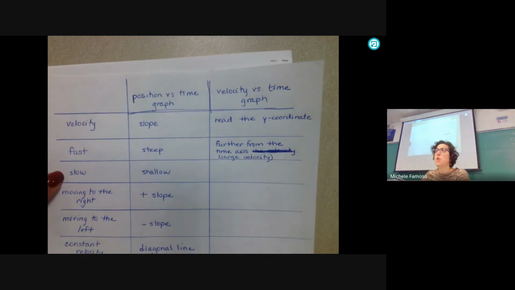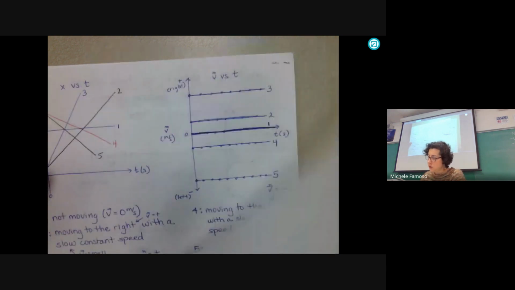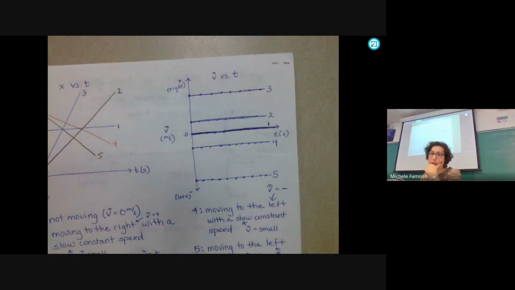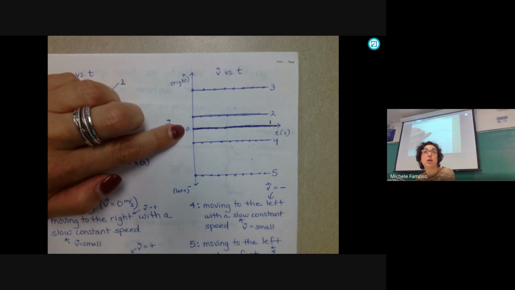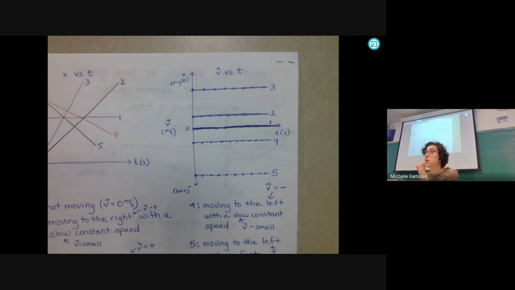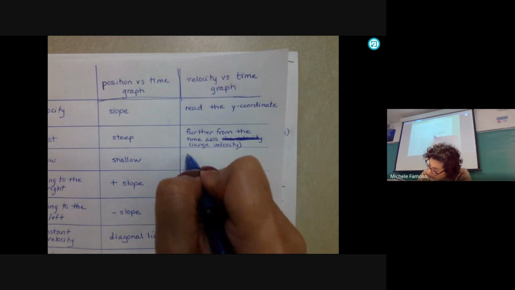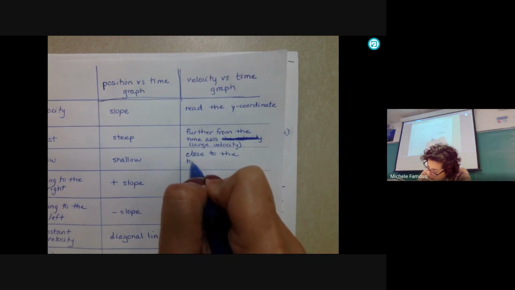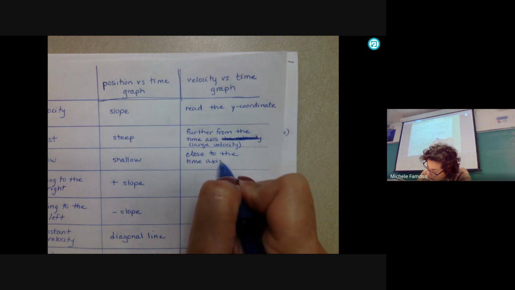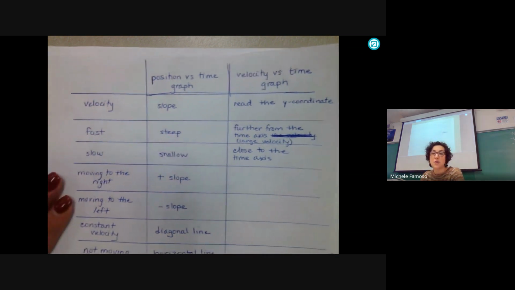What about if you are moving and you're going slow? So let's look at this one. Can you tell me which of these is moving and slow? Yes, and how can you tell that? Yeah, they are closest to the zero value. So your speeds are small numbers. So this would be close to the time axis. Remember, the time axis is a zero velocity value.